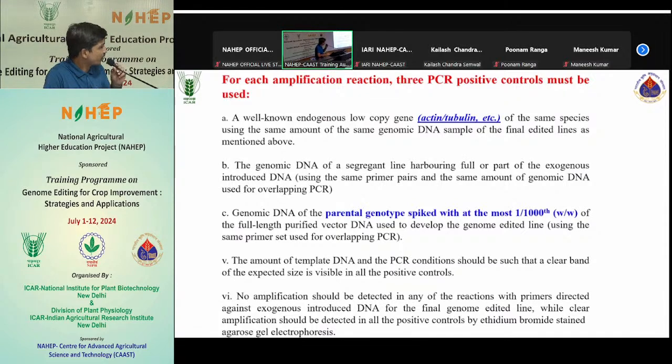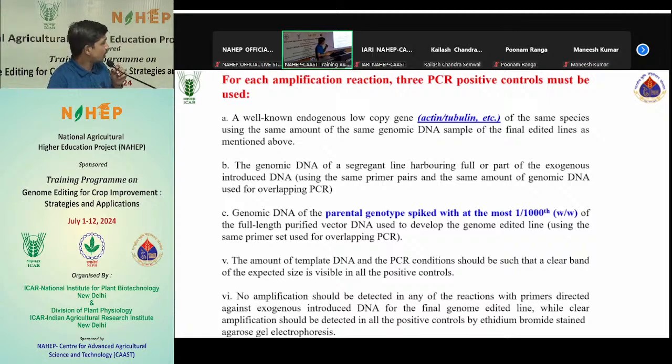So before running the overlapping PCR, first you have to isolate good quality DNA and check whether the DNA is working. We don't know, since it is a PCR, we make sure that your DNA is working properly or not. For that you have to choose an endogenous low copy number gene. All this they have given as guidelines in the SOP.